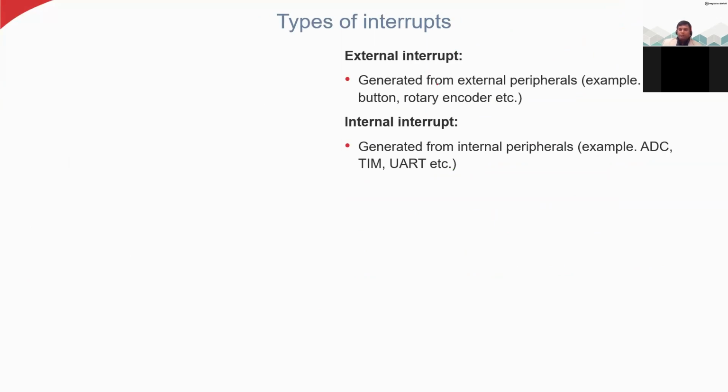So what are the different types of interrupts? One is the external interrupt, another is the internal interrupt. External interrupts are generated from external peripherals. For example, as I said, this is the push button, or a rotary encoder, or it can be a relay or anything else. These are all external interrupts. They are not inbuilt inside the microcontroller, they are outside the microcontroller. That is why it's called external.